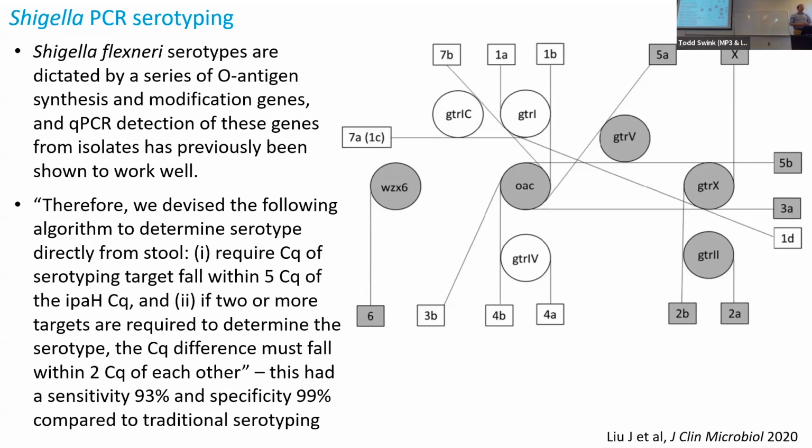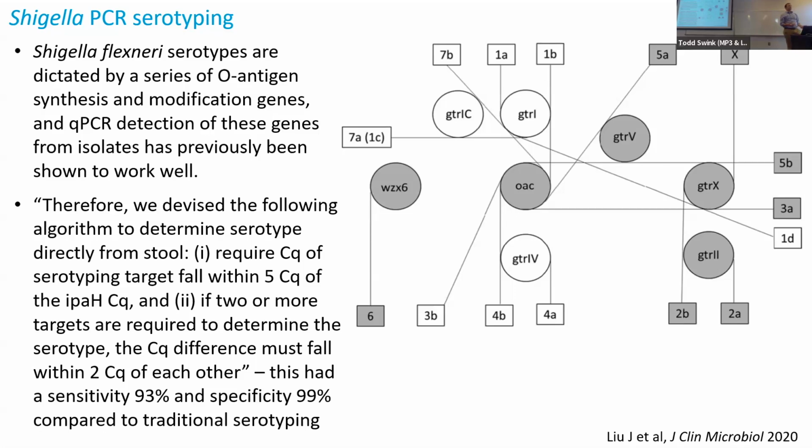The other issue, though, is that it's not infrequently the case that there's a mix of different Shigella in a stool metagenome, and it's not a pure culture. So then we started realizing, well, we can't just say, are the genes present? We need to say, this is, again, a quantitative problem. So if we say we detect Shigella and the cycle threshold is 20, which is saying there's a lot of Shigella in the sample, and we detect GTR1 and the cycle threshold is 22, and we detect OAC and the cycle threshold is 34.